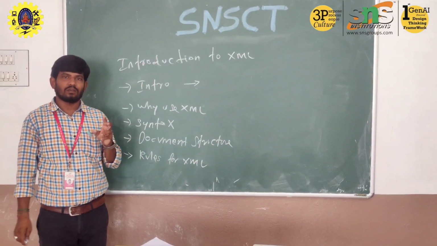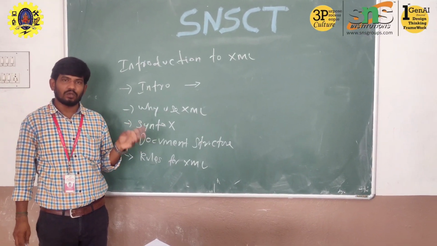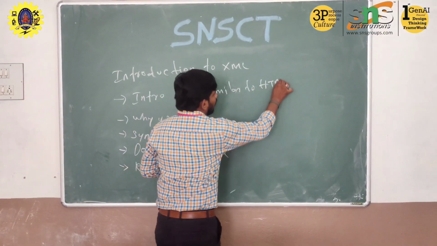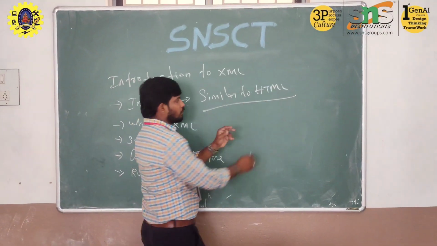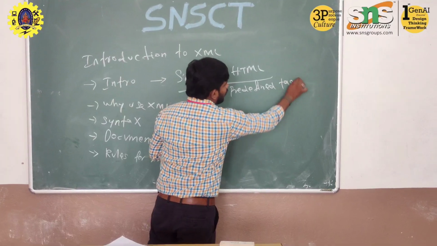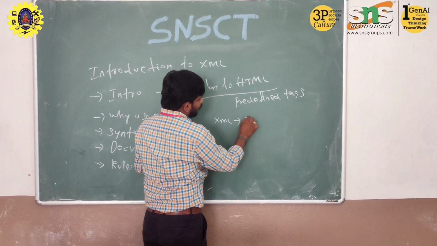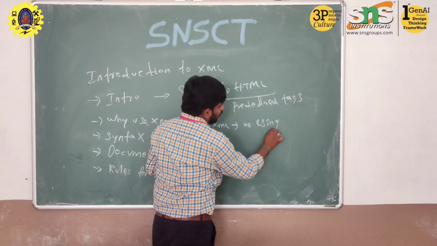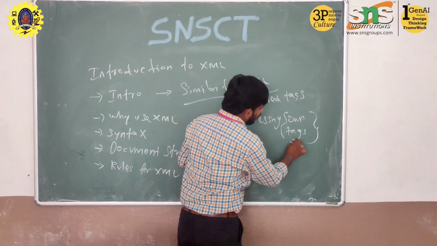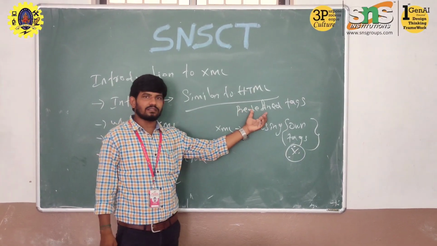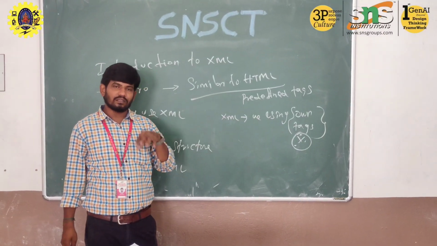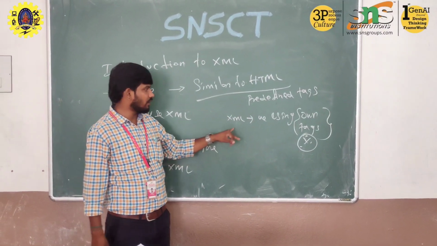XML is one type of web technology language. It is similar to HTML, but in HTML they use predefined tags, while in XML we use our own tags. This is very important. Predefined tags already exist in HTML, but own tags means we are going to create our own functions. That's why we are using XML.